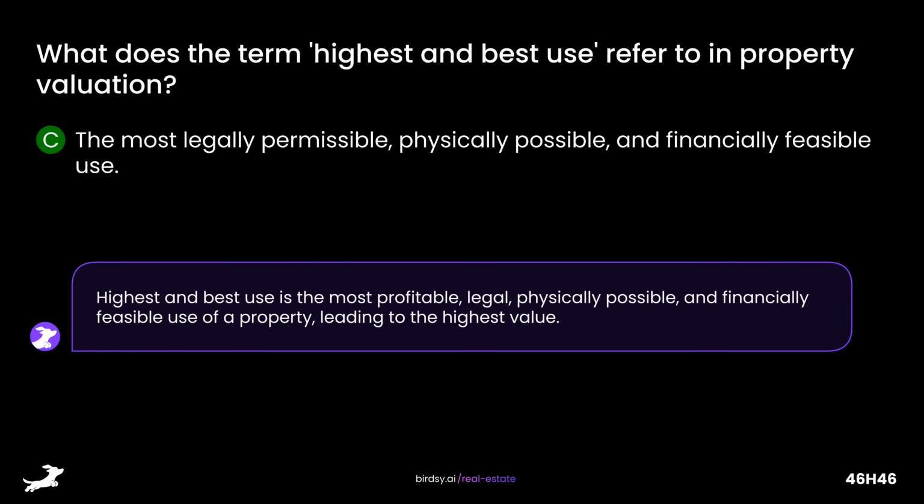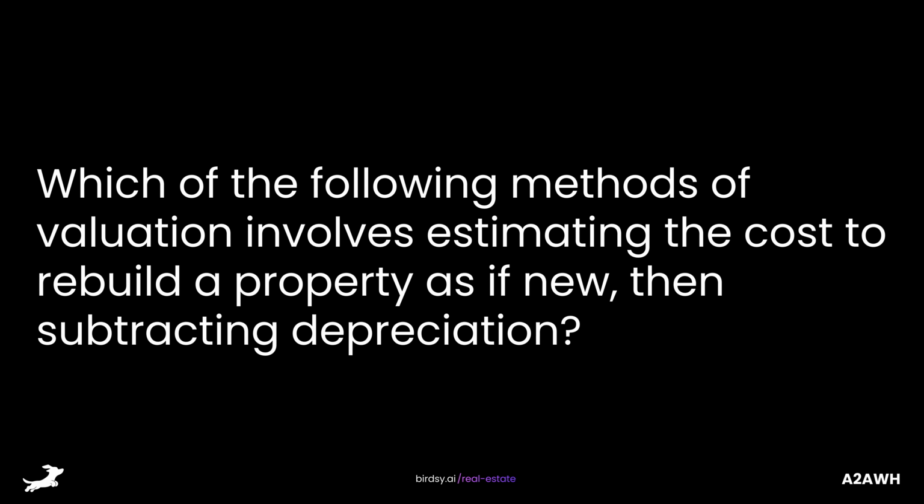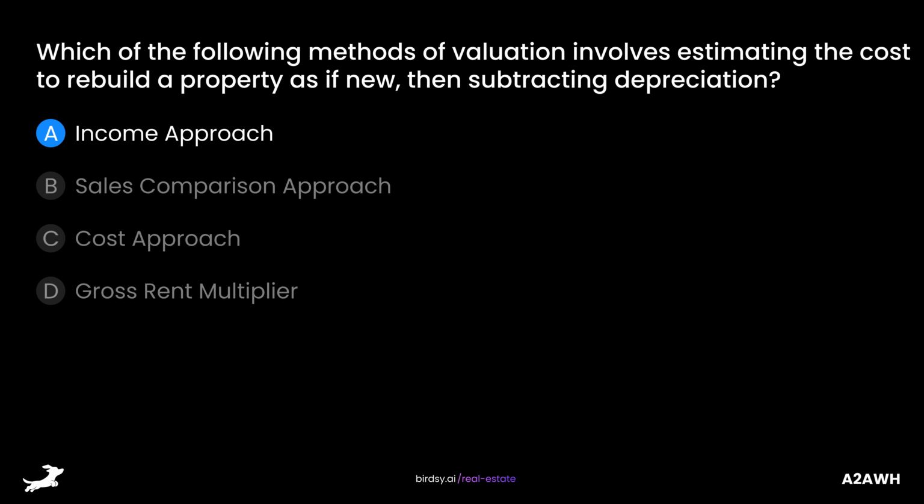Highest and best use is the most profitable, legal, physically possible, and financially feasible use of a property, leading to the highest value. Methods of valuation. Which of the following methods of valuation involves estimating the cost to rebuild a property as if new, then subtracting depreciation? Is it A, income approach, B, sales comparison approach, C, cost approach, or D, gross rent multiplier? The answer is C, cost approach.